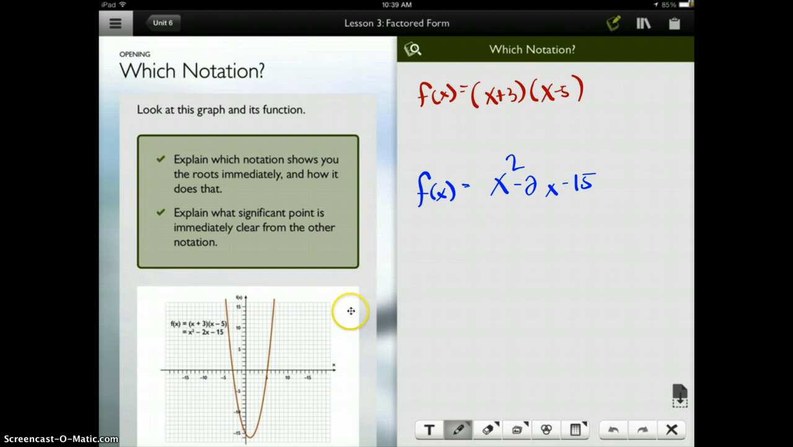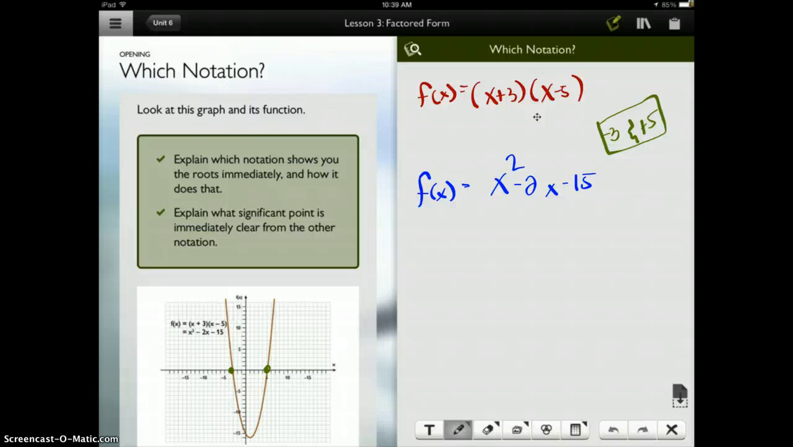Now, looking at the graph, do you see your two roots or your two solutions? Yes. Okay, what are our two solutions? That's -3 and 5. Good, -3 and +5. Okay. So if these two are our answers, which one of these is clearly giving us the answer?